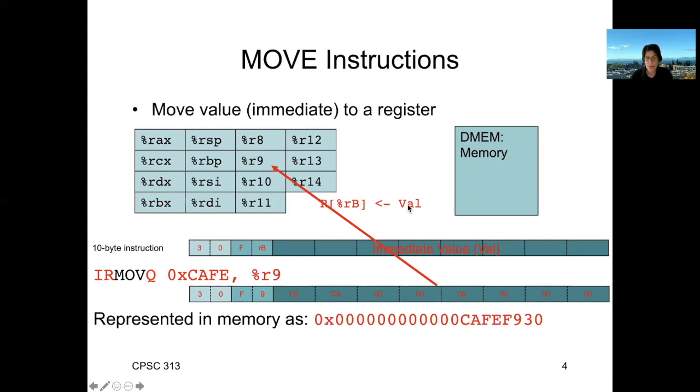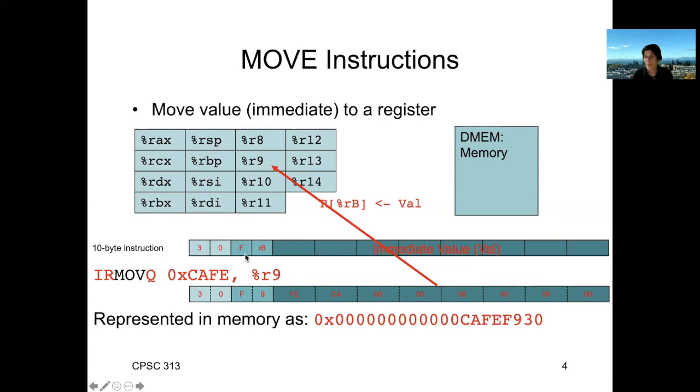So precisely what's happening is we're taking val, which is a field from the instruction, and we're placing it into the register file, into the location referenced by the register in the RB position. So what does that mean? Well, that means that RB is going to take the destination register, in this case 9. And so you might say, well, what do we put for RA? And the answer is that whenever we don't need a register, we're going to use the value F, which is 15, because there is no 15th register on the y86. So this says there is no RA.